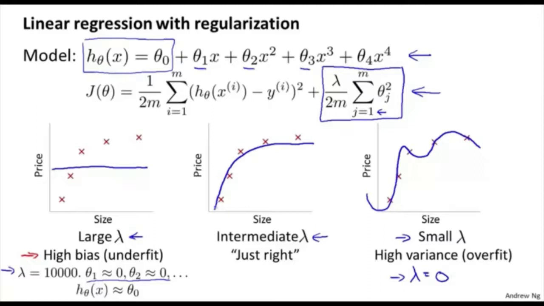We assume that lambda is 0. So the case is a high order polynomial without regularization or with minimal regularization, an overfitting setting. So the hypothesis is high variance. It means overfit. So the last is intermediate.